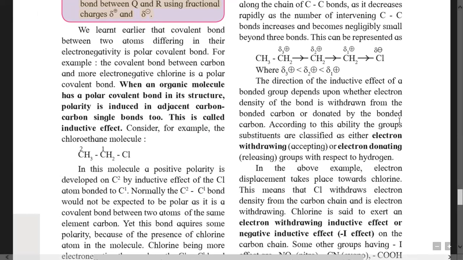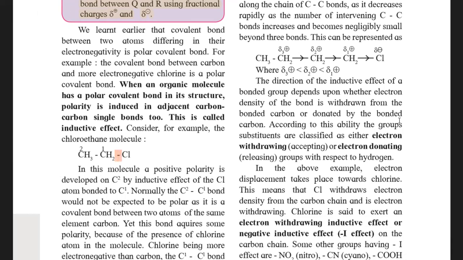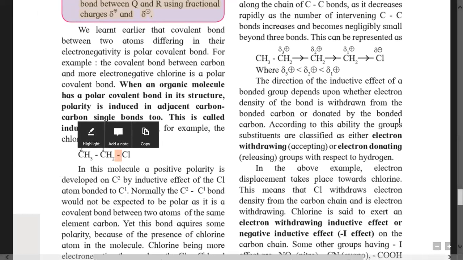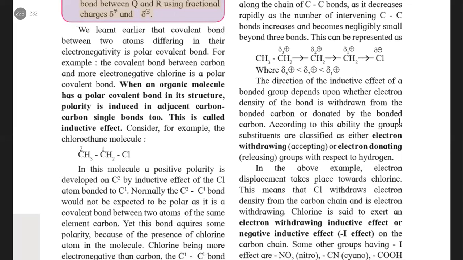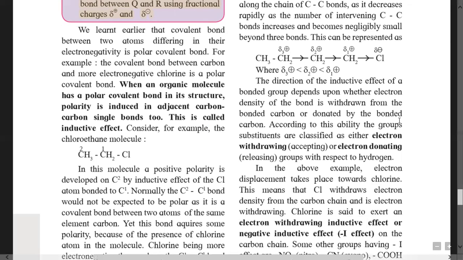In this polar covalent bond, these electrons present between carbon and chlorine are attracted towards chlorine, and this movement of electron towards the more electronegative atom is called an inductive effect. Or the definition of inductive effect can be given as the permanent polarization in a single covalent bond due to electronegativity difference. Now we will study the definition of inductive effect in detail.